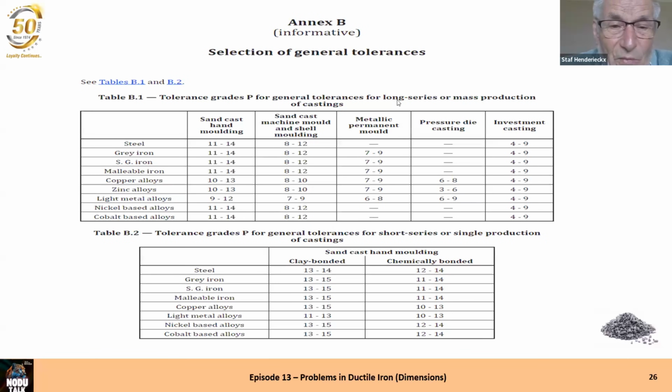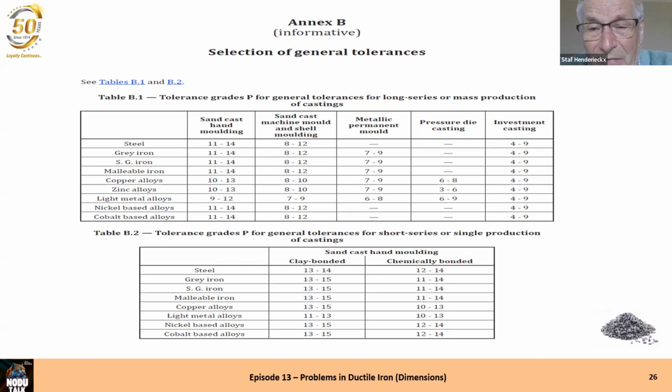If you see, the B1 table gives values for long series and mass production. There you can see that gray iron and ductile iron have the same classes, but for sand hand molding in series, it's 11 to 14, when it's machine molding and shell molding, it's 8 to 12. So that means that sand cast hand molding is less accurate than machine molding and shell molding casting. You see also investment castings have a much stricter tolerance.